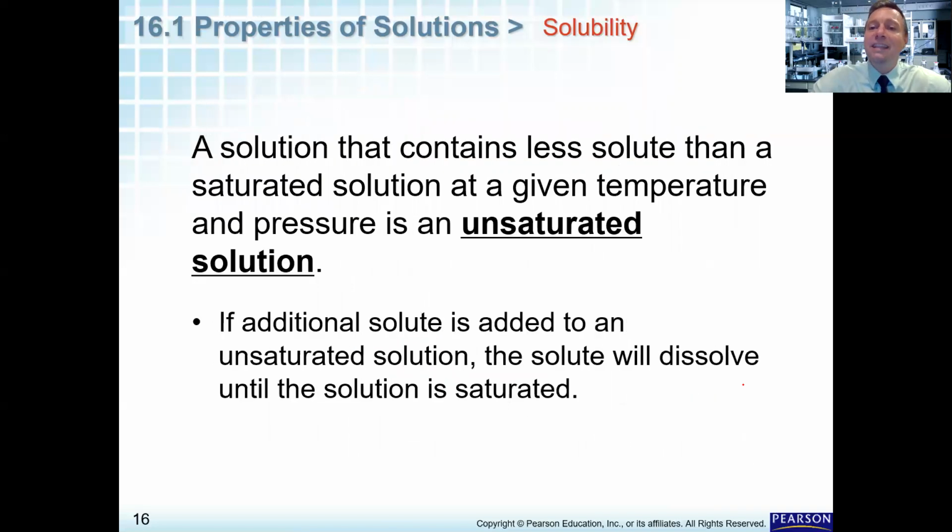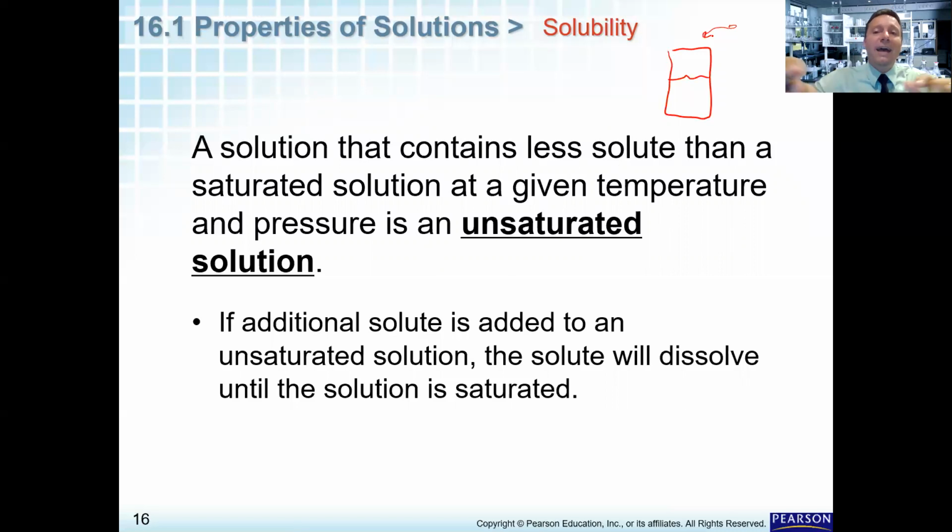A solution that contains less solute than saturated, meaning if you've seen a jar and it has some water in it and there's nothing in the bottom there, you could say that's unsaturated. Now you have to tell, because it could be supersaturated, and we're going to define that in a second. The way you would tell if this is unsaturated, you would take a small amount of the solute and drop it in there, and either stir it or shake it or in some way agitate it. And then if you see that it dissolved, that tells you that solution was unsaturated.